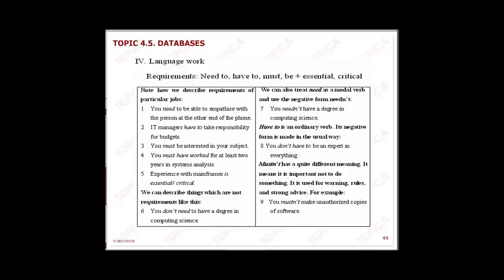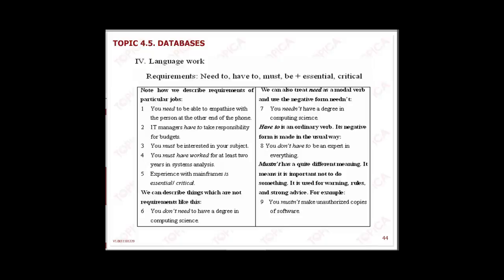We can describe things which are not requirements like this. 6. You don't need to have a degree in computer science. We can also treat need as a modal verb and use the negative form needn't. 7. You needn't have a degree in computer science. Have to is an ordinary verb. Its negative form is made in the usual way. 8. You don't have to be an expert in everything.